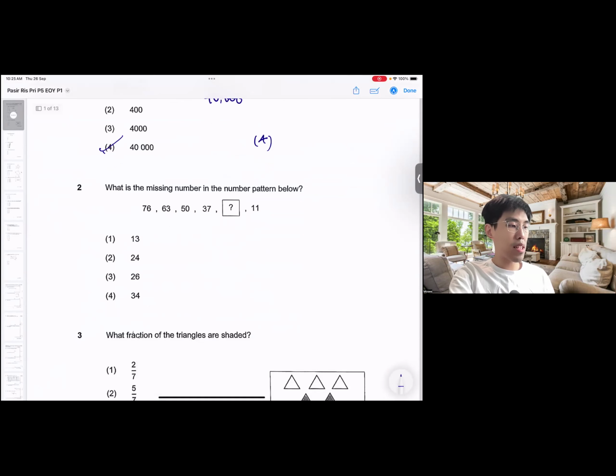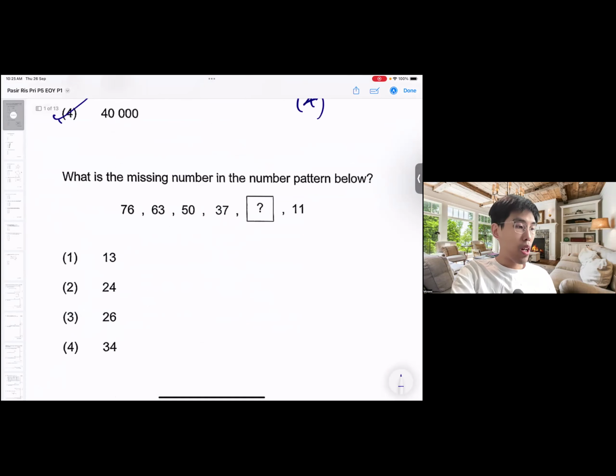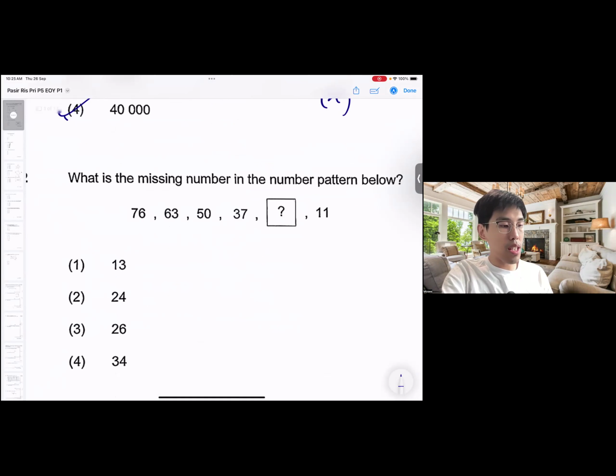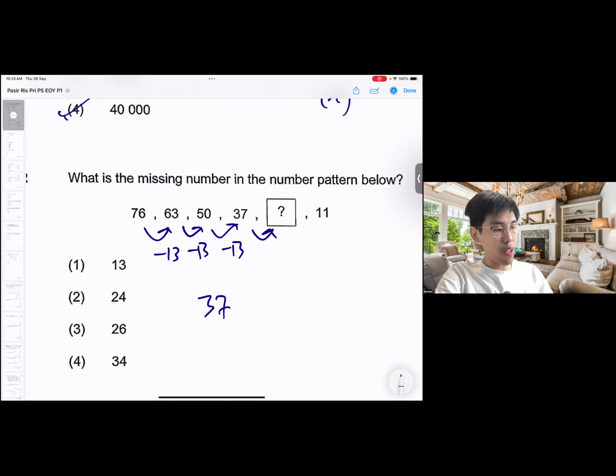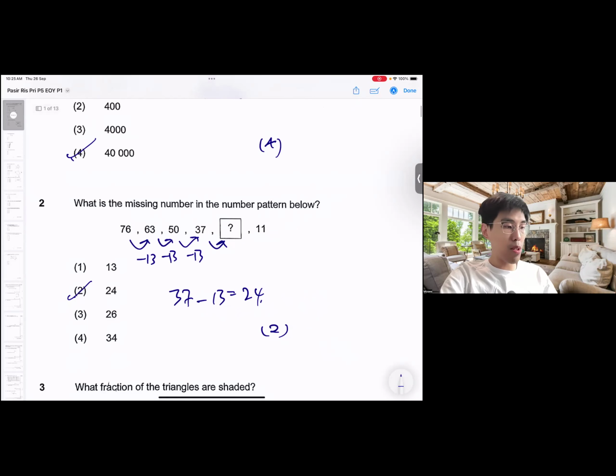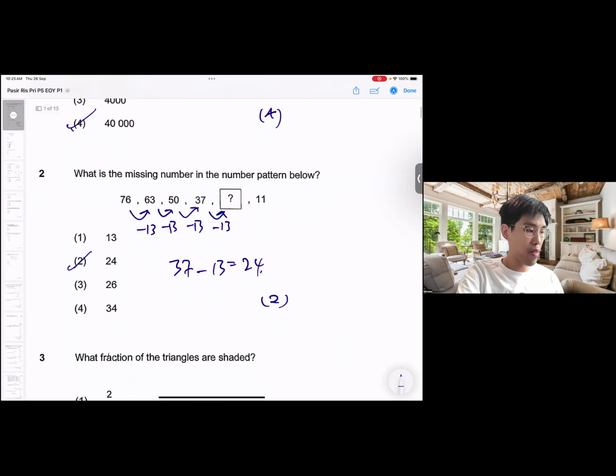Next, what is the missing number in the number pattern below? 76, 63, 50, 37, something, 11. As we can see, if we do a minus, the difference will be 13. This one will be 13 as well, and this one will be 13 as well. So from here, it will be 37 minus 13, that will be 24. So answer option 2. Pretty straightforward. As long as you are able to see the patterns along each term, we are good to go.